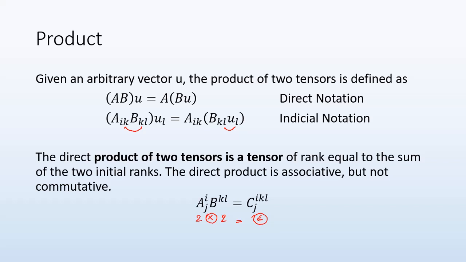We will get into this in detail. Just to have a definition, a direct product of two tensors is a tensor of rank equal to the sum of the two initial ranks. And the direct product is associative, not commutative. That is, (AB)u can be written as A(Bu), but AB is not equal to BA.